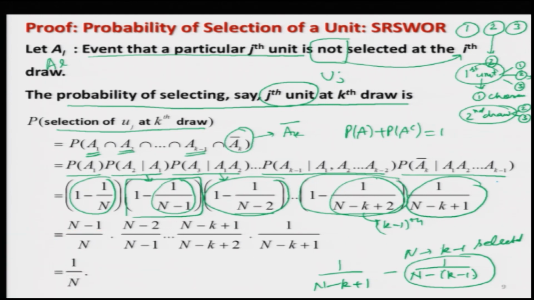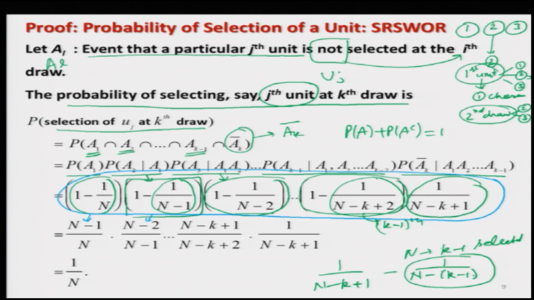Now, this is your entire probability from here to here. You have the slides also, so you can clearly look at this expression; I have to write over it. Now this first term becomes n minus 1 over n, the second term becomes n minus 2 upon n minus 1, and so on.